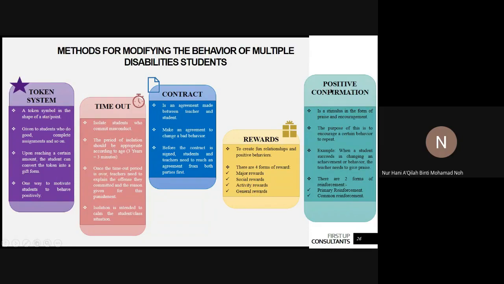Number five, positive confirmation. Positive confirmation is a stimulus in the form of praise and encouragement. The purpose of this is to encourage a certain behavior to repeat. For example, when a student succeeds in changing an environment or behavior, the teacher needs to give praise. There are two forms of reinforcement. First, primary reinforcement, for example, food, drink, and other. Number two, common reinforcement, for example, compliment, carrots, money, and other.